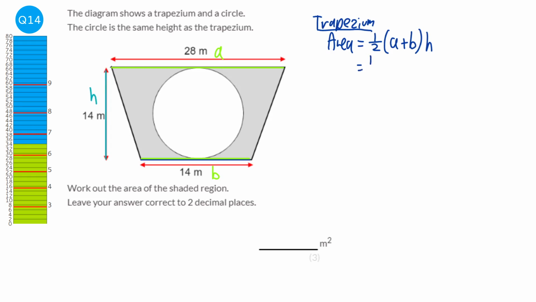So the area would be half times A, which is 28, plus B, which is 14, times the height, which is 14. And so that would be 294. Next we'll do the circle.